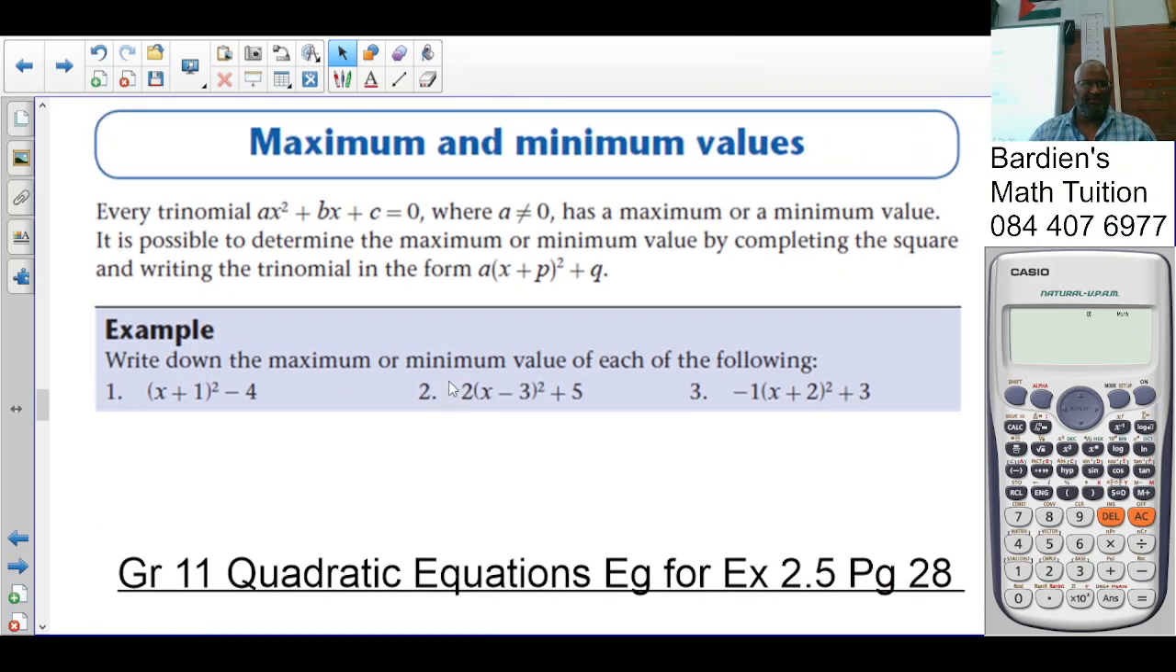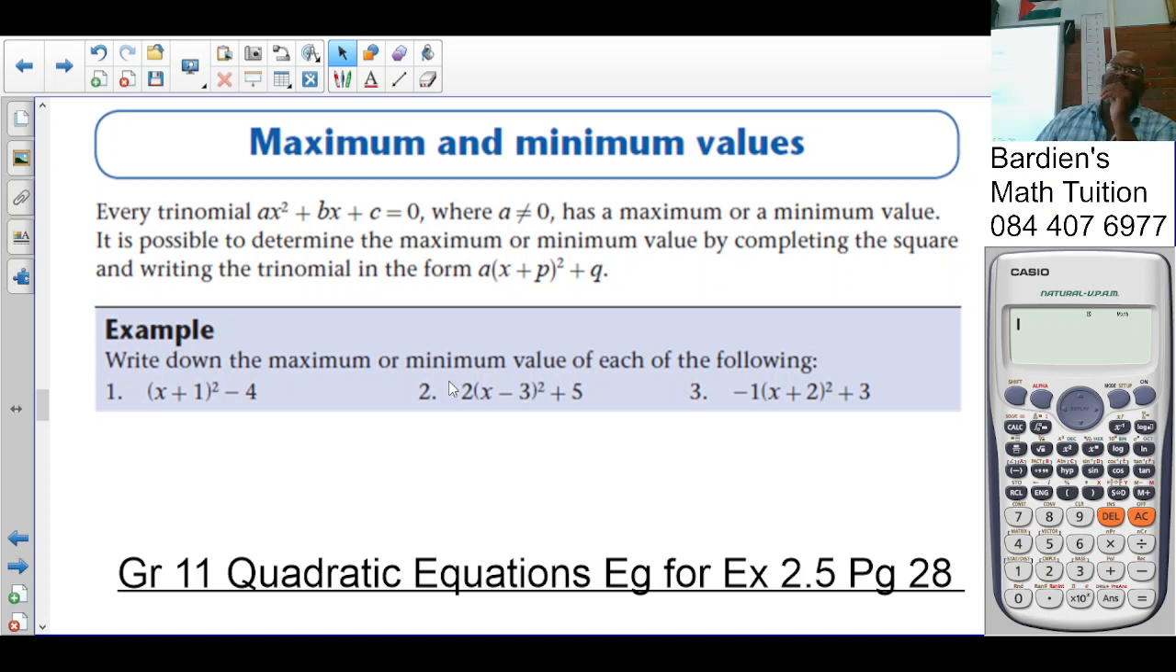Okay. So here we tell that every trinomial ax squared plus bx plus c is equal to 0, where a is not equal to 0. If a is equal to 0, then it becomes linear, because 0 times x squared is basically 0. That is why they are omitting the fact that a can be any real value other than 0 there. Where a is not equal to 0 has a maximum value or a minimum value.